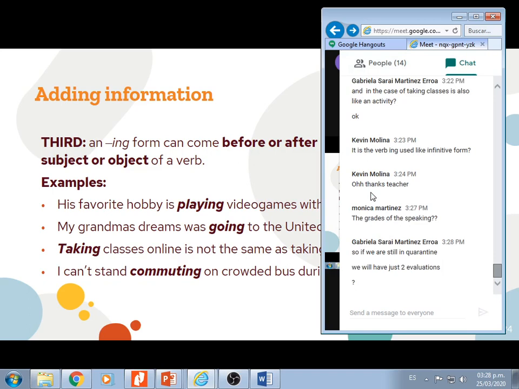So if we continue with this issue, with this quarantine, we're going to have the same. Everything has changed, and even though we get back, I guess the situation will continue the same, just having these two evaluations. So well, I hope we get out of this quarantine, but who knows?